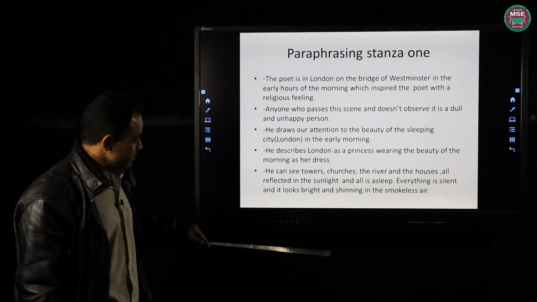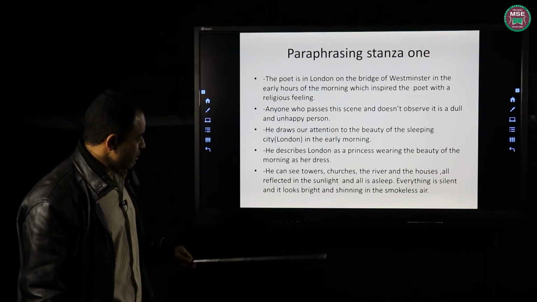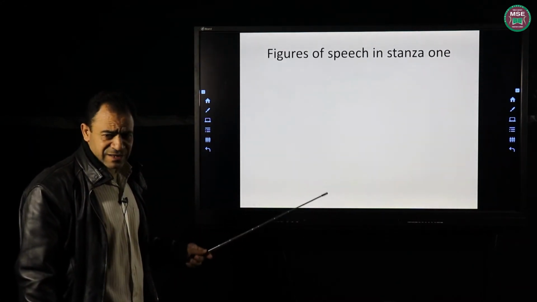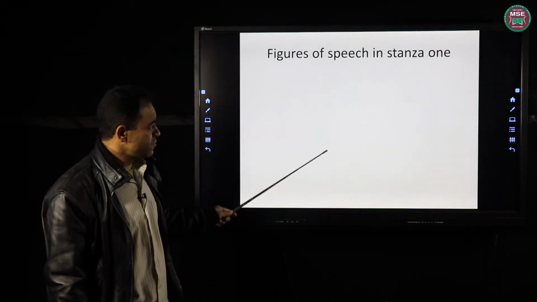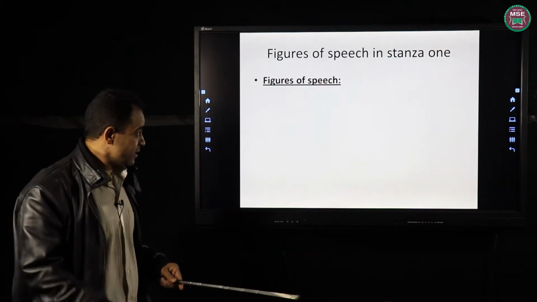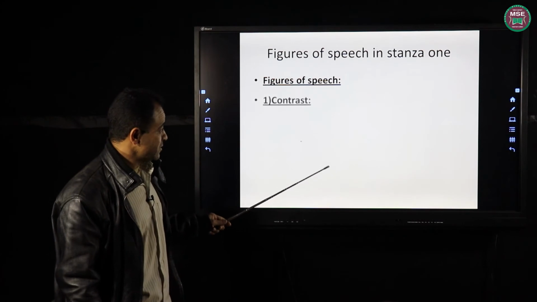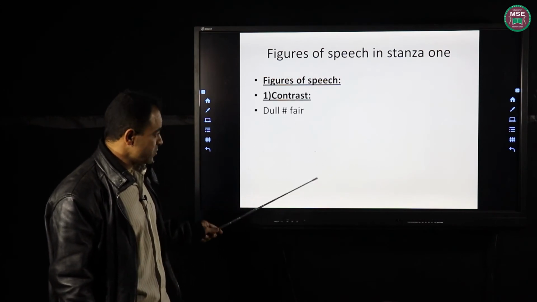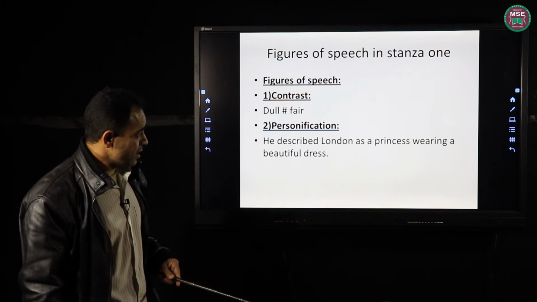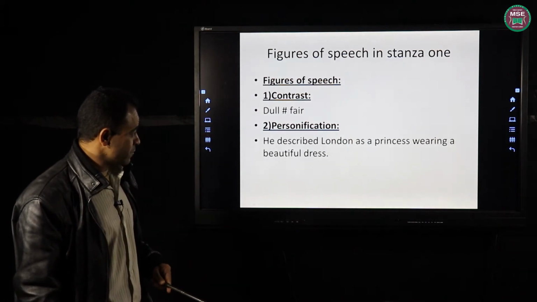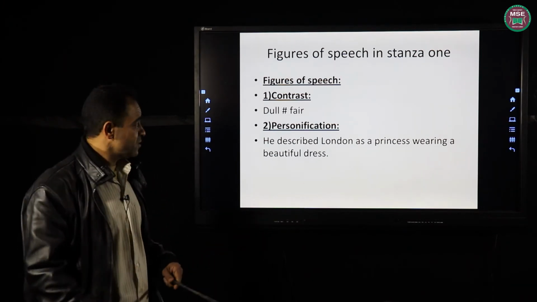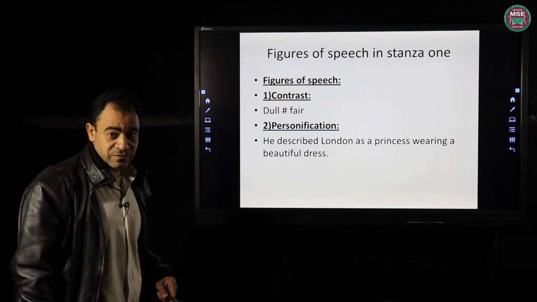The second thing you should consider here is the figures of speech. Of course, describing London as a princess wearing a beautiful dress. What kind of figure is it? Yes, it is personification. We have personification and we have contrast. The personification, he describes London as a princess wearing a beautiful dress. You remember the contrast? Opposites, two opposites. Of course, dull and fair.